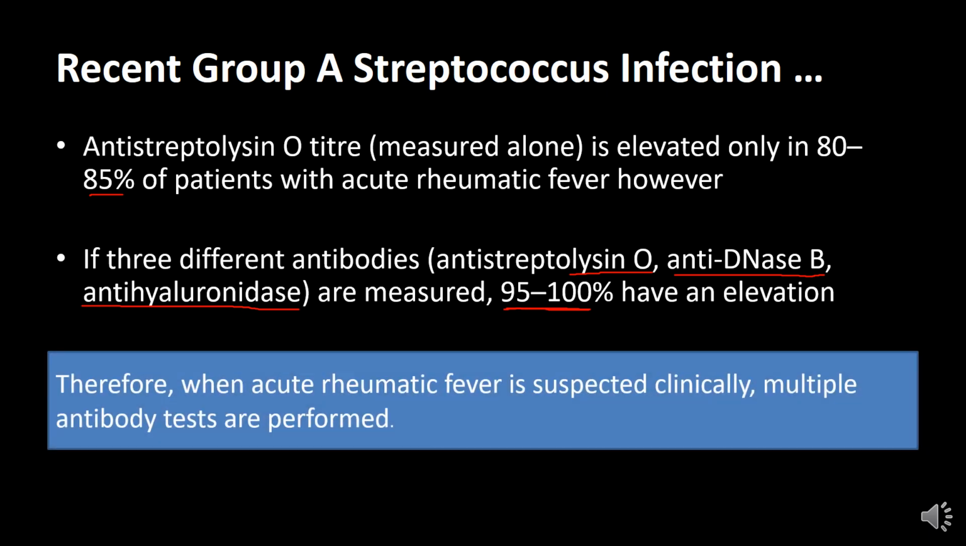Therefore, we are saying when you want to demonstrate or document evidence of group A streptococcal infection, you're better off asking for these 3 antibody titers together than just the ASOT. Anti-streptolysin O titer is abbreviated as ASOT. So in acute rheumatic fever, when you suspect it, do the multiple antibody test. It will give you a better outcome.